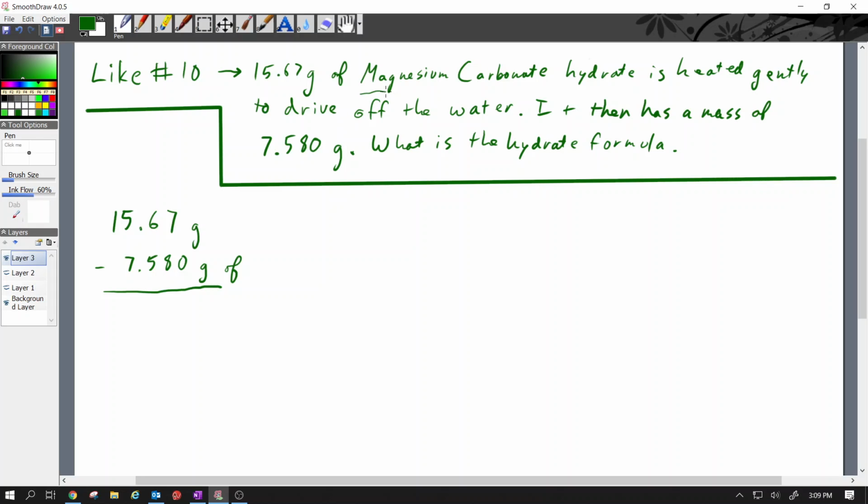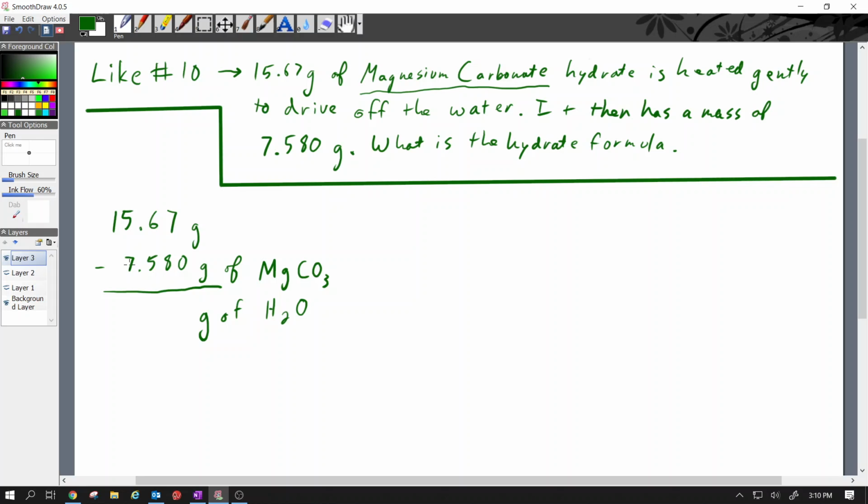What's the formula for magnesium carbonate? Mg. If you look on the back, carbonate is CO3. But what's the charge on a carbonate? And what's the charge on a magnesium? +2. So magnesium is +2, carbonate is -2. So they are once again a perfect match, and we can just leave them that way. However, we do need to know how much water we have. So let's figure out how much water was present.